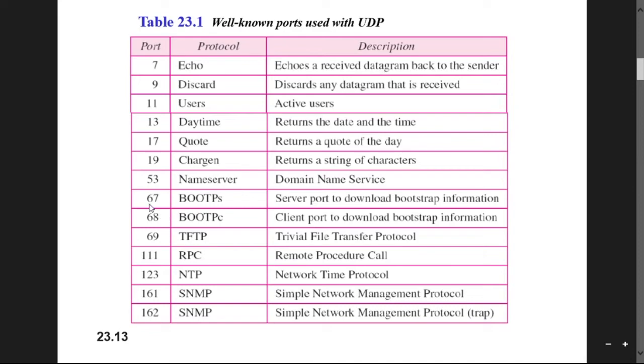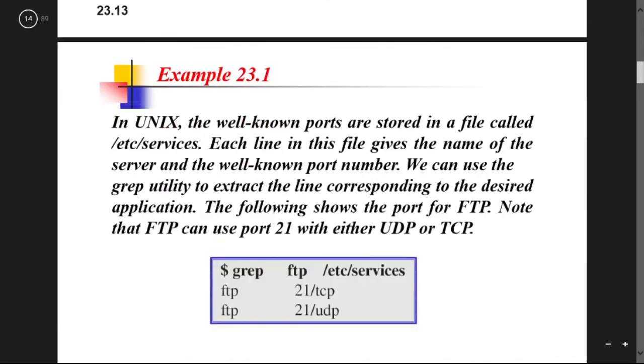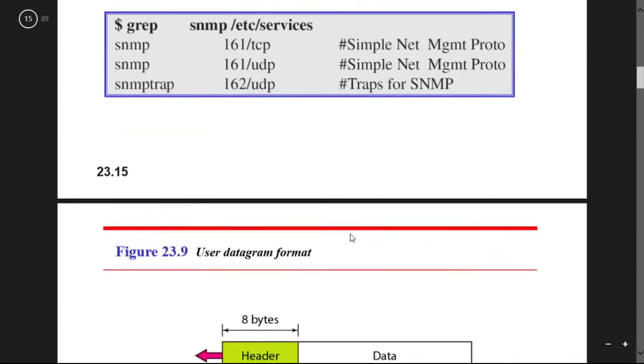We also have port numbers 67 and 68. These are the booting protocols: the server port to download bootstrap information, and the client port to download the bootstrap information. So these are the different types of ports.